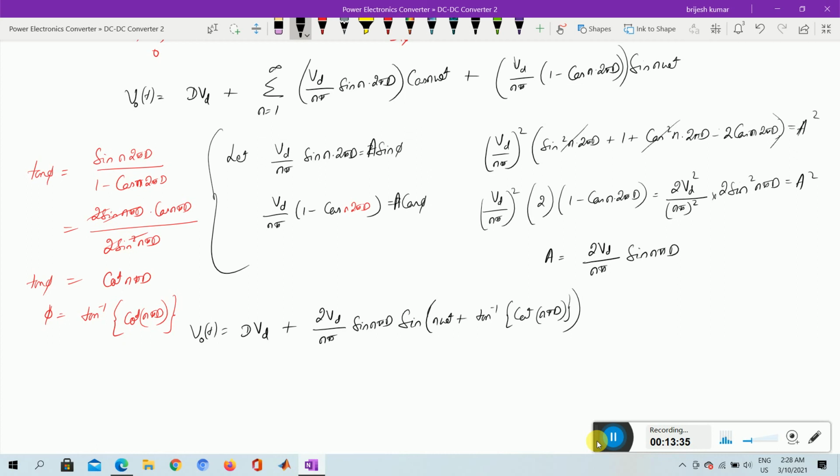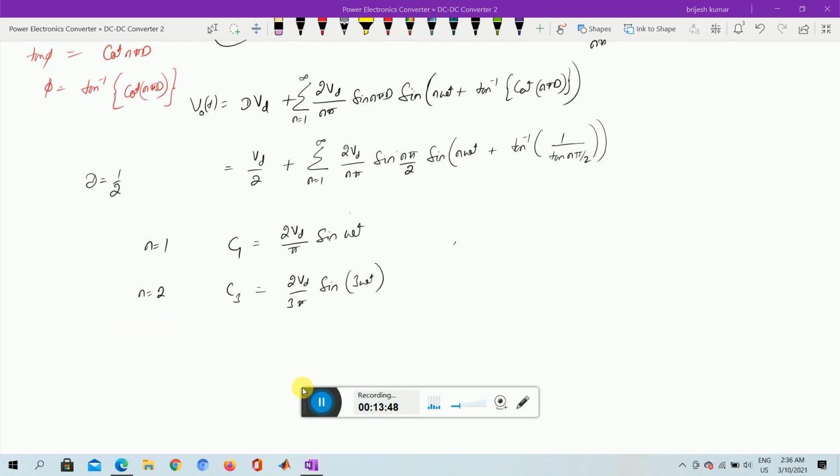So this is what we are going to write. This is the expression, and here the expression changes with the d value. Whatever the d value, accordingly, let's put some value here. So we are getting this expression, Vd by 2 plus summation of n equal to 1 to infinity, when d is equal to 1 by 2. In that case, we get sine of d, which is 1 by 2, so n pi by 2, sine of n omega t plus tan inverse of, we can write cot as 1 by tan, n pi by 2, and we can get the expression of this.